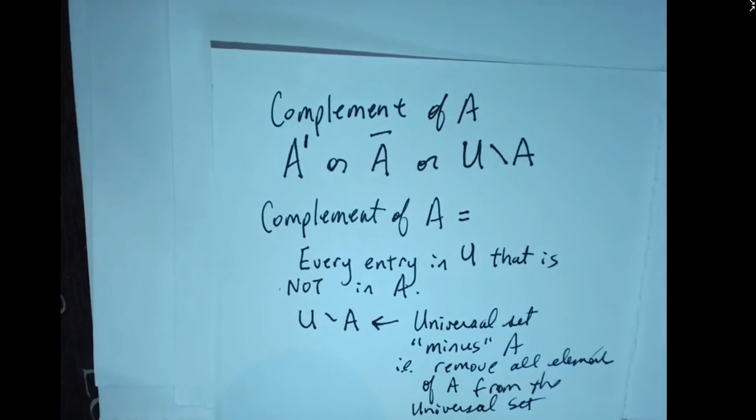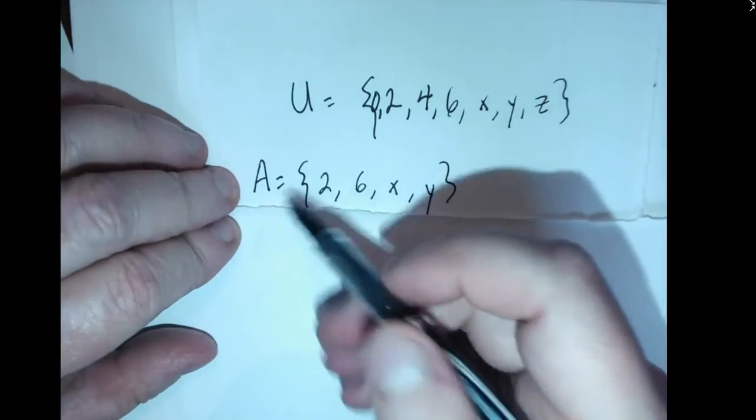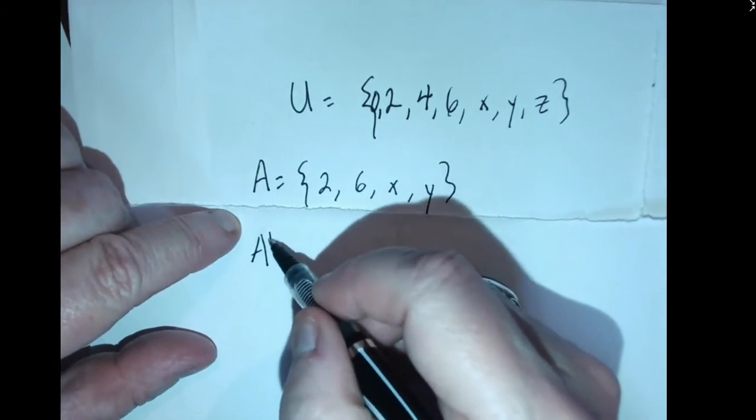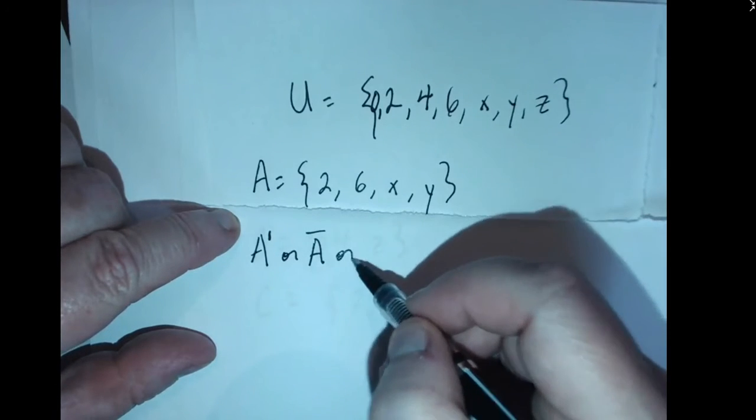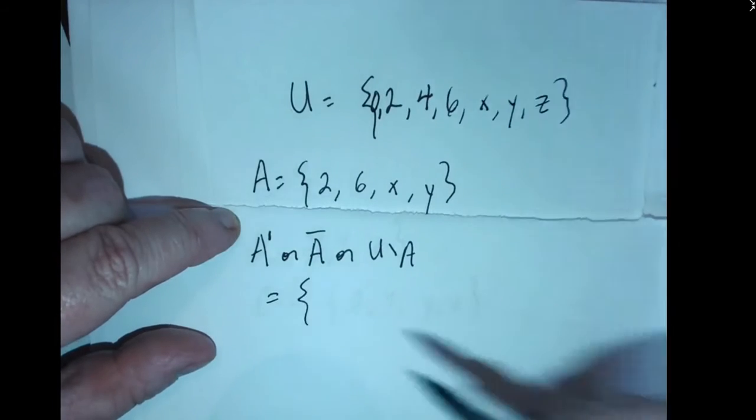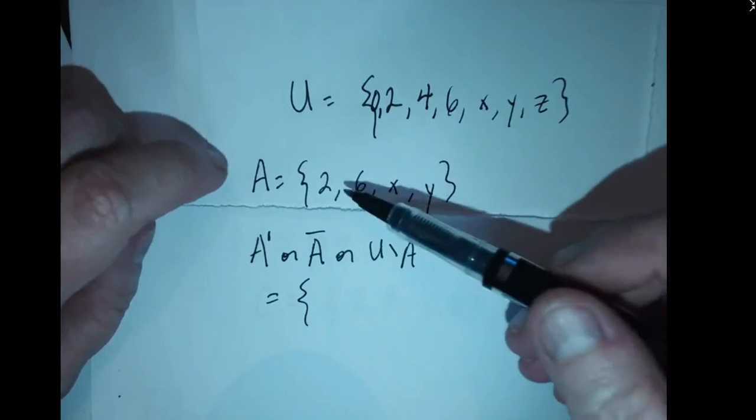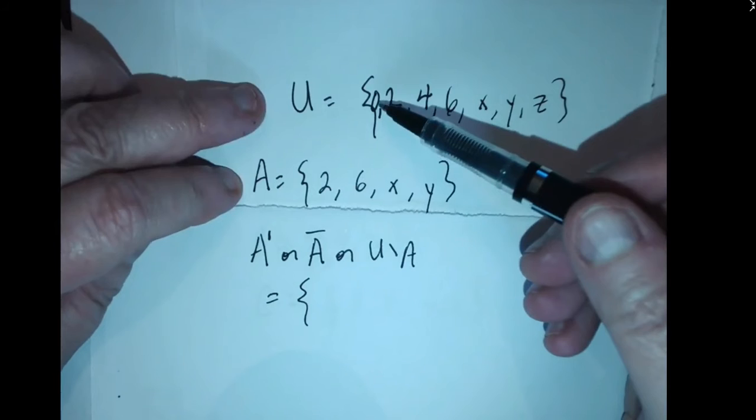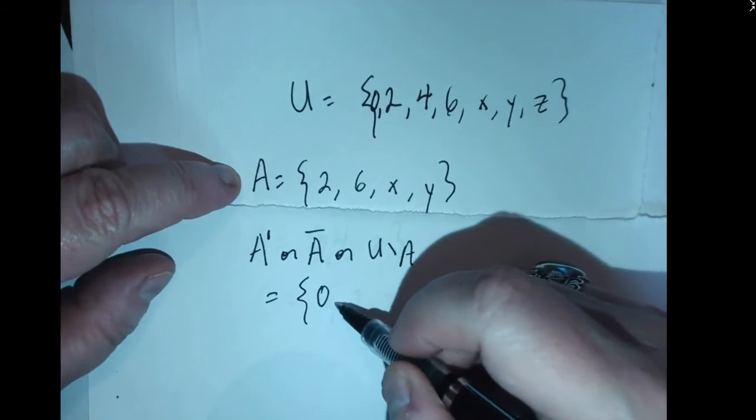So if we come back to this one, what is the complement of A? I think WebWorK uses it like that. All of those are the complement of A. And you only include the stuff in the universal set that's not in A. So 0 is in the universal set, but it's not in A, so it will be in the complement of A.